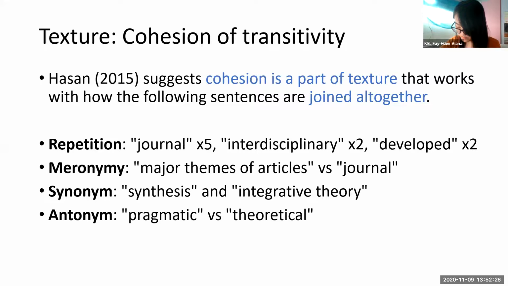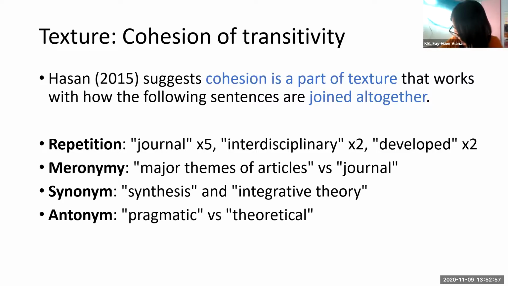When it comes to texture, cohesion of transitivity, Hasan 2015 suggests cohesion is a part of texture that works with how the following sentences are joined all together. There is lexical cohesion found in the text, such as repetition. The subject journal is repeated 5 times, as well as interdisciplinary 2 times, and the process developed 2 times. Also, there's meronymy.